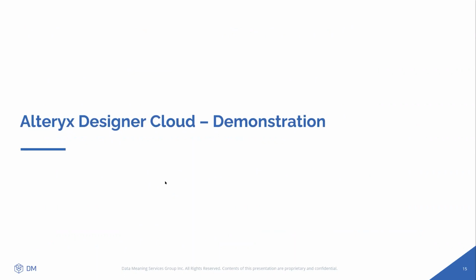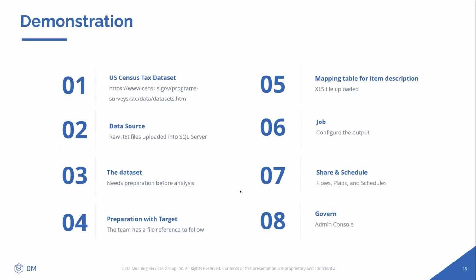Let's talk about the scenario that I'm going to explain to you. I'm going to use the United States Census tax data set, which can be found at this URL. This data source is raw TXT files, but they were uploaded into SQL Server. Imagine that my IT team just downloaded the raw data set, but they don't want to do any data transformation. So they just uploaded the raw TXT file with the source name into my SQL Server that I have access to. Of course, the data set needs preparation before the analysis.